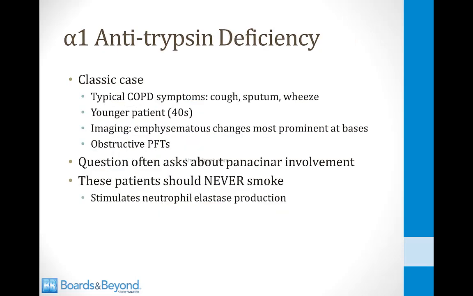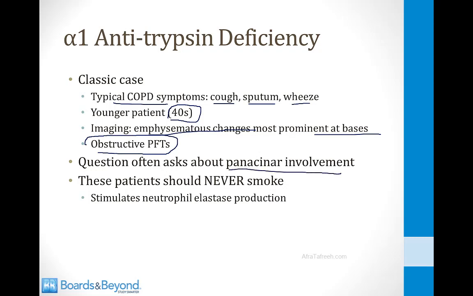So the classic case of antitrypsin deficiency you should know for your boards is a patient with typical COPD symptoms like cough and sputum and wheezing, but usually they're relatively young. So most patients who get COPD from smoking are in their 60s or 70s. This will be someone who's in their 40s or maybe even younger. On imaging, there'll be emphysematous changes that are most prominent at the base, and on pulmonary function testing, they'll have obstructive physiology. And the question often asks about pan-acinar involvement, so make sure you remember that.